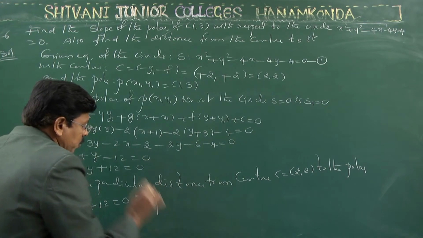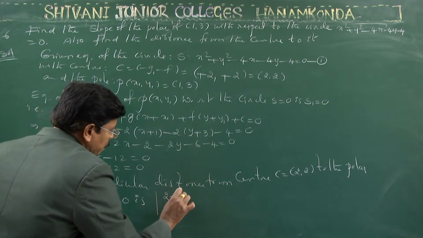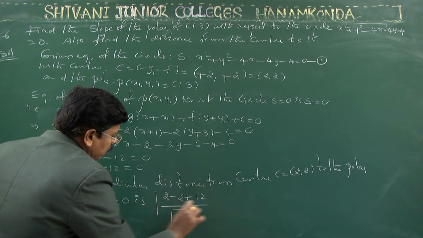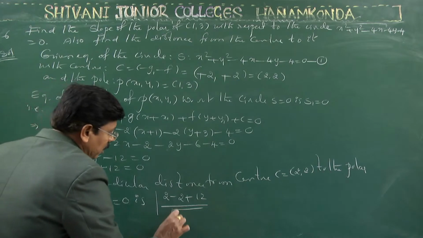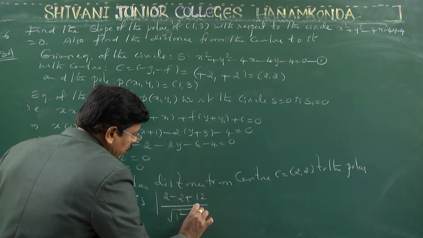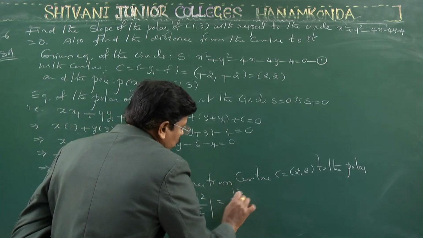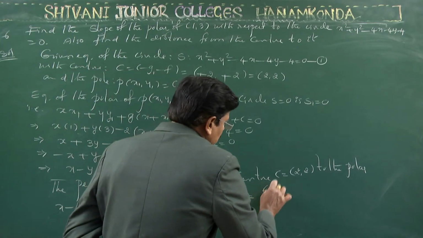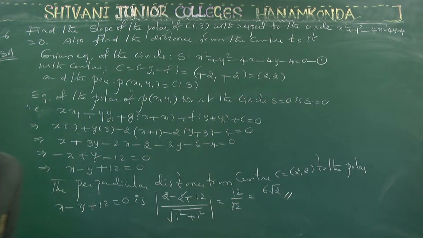What about distance formula? You know very well. In place of x is equal to 2, y also 2, 12 by square root of a square plus b square, according to straight lines concept. 1 square minus 1 whole square plus 1 whole square. Okay, what about result? 12 by root 2. 12 by root 2 can be written as 6 root 2. You have the result, 6 root 2. Very simple.